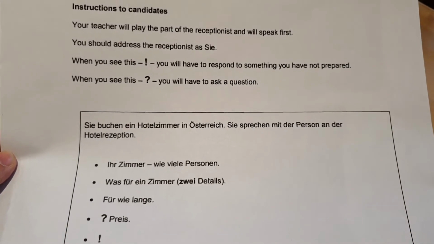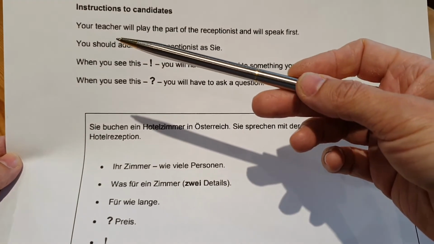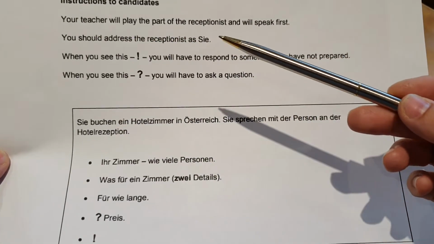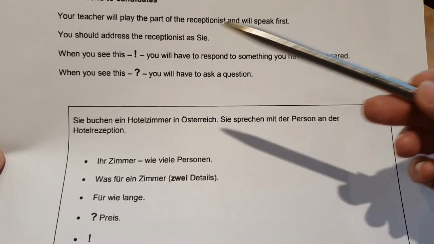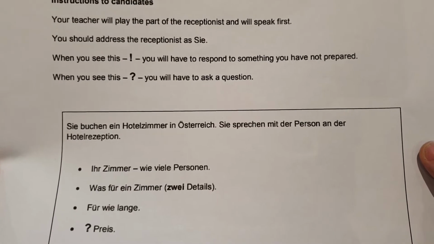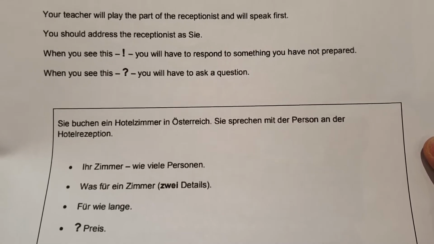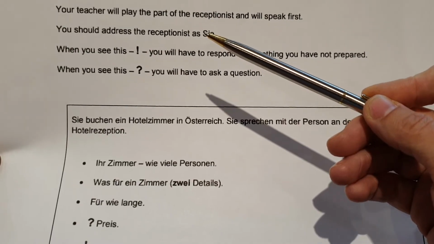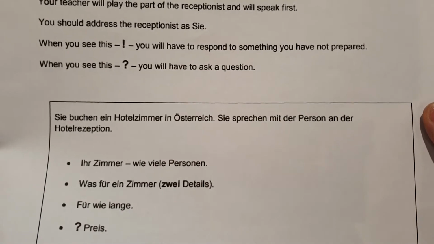The first thing to point out is that you must read the instructions here first. You will see the instructions to candidates are in English, and it gives you this information at the top here about who your teacher will play. And in this one, it tells us that your teacher is going to play the role of a receptionist. And obviously that gives us some information straight away that tells us a bit about where the role play is set. Okay, it then tells you how you should address the teacher examiner. So in this case, it is as Sie rather than du.